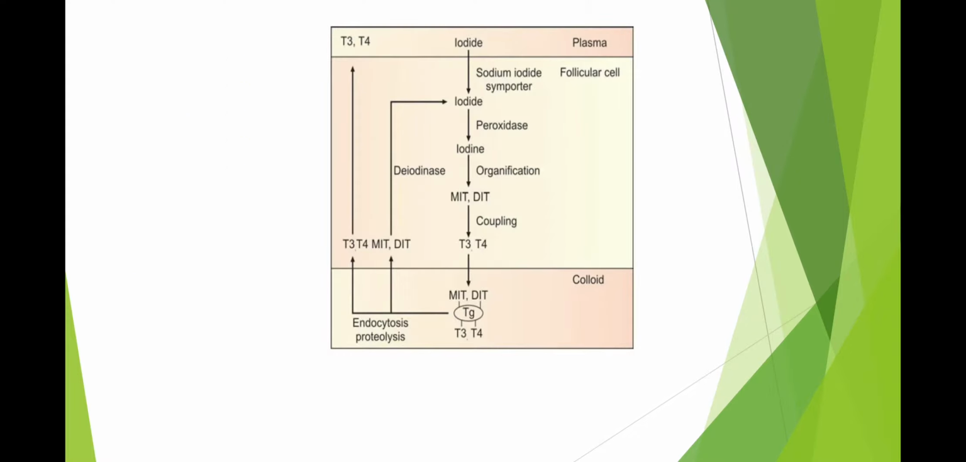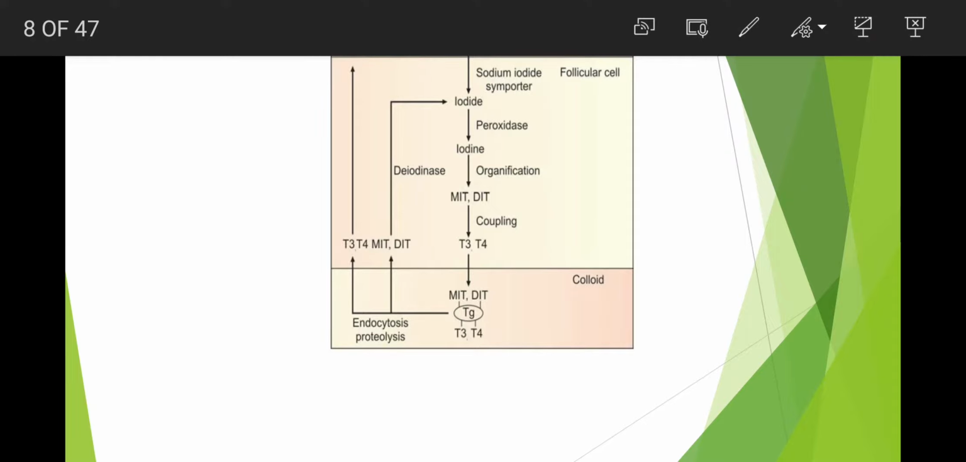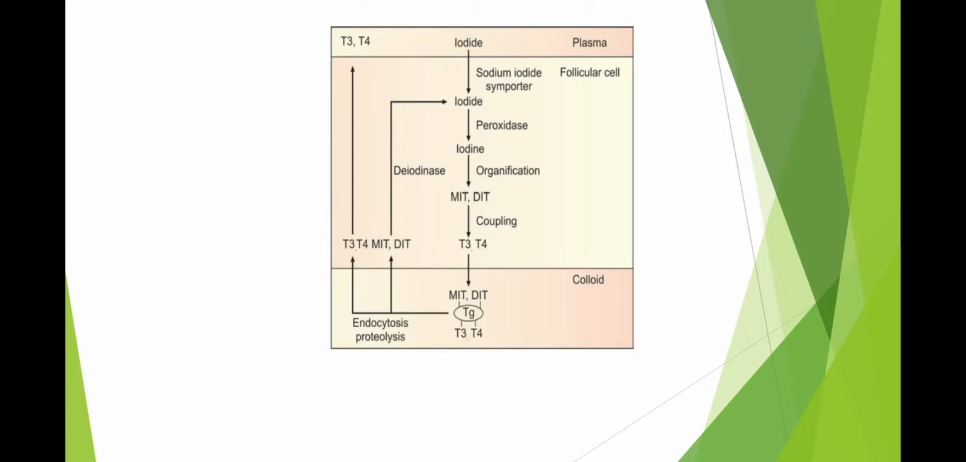The steps can be described as per the following figure, flowchart. The iodide is absorbed from the plasma by the follicular cells, eventually with the help of thyroid peroxidase converted from iodide to iodine. Then the steps of iodination, forming of MIT, DIT, eventually the absorption back by the cells of T3 and T4 and release of the thyroid hormones in the plasma.